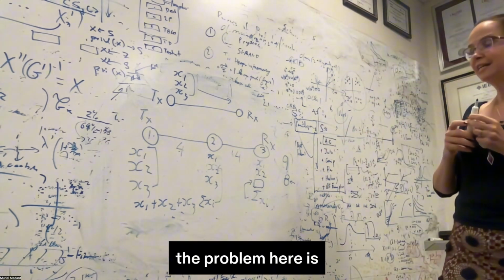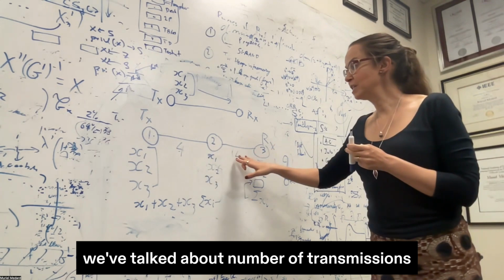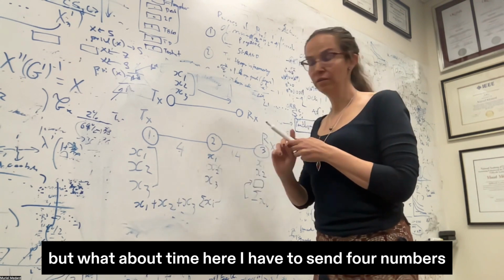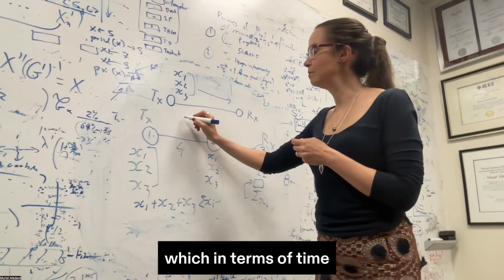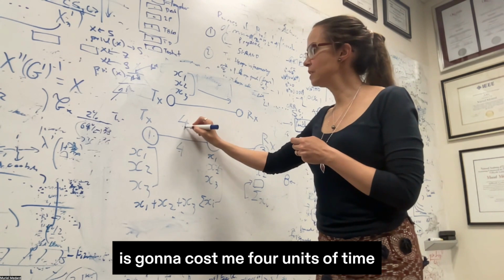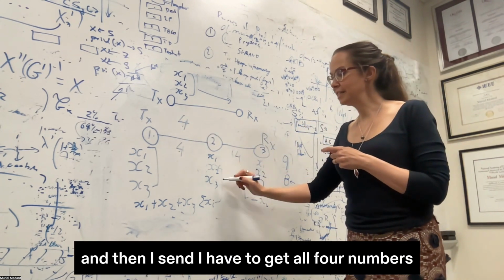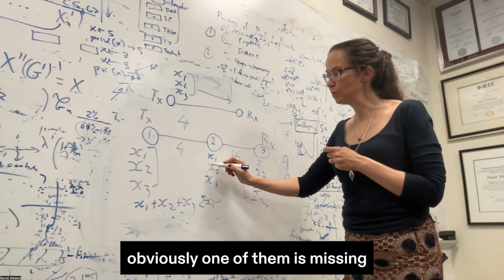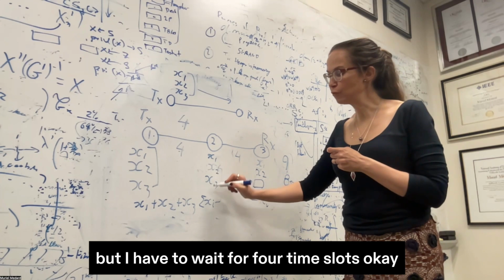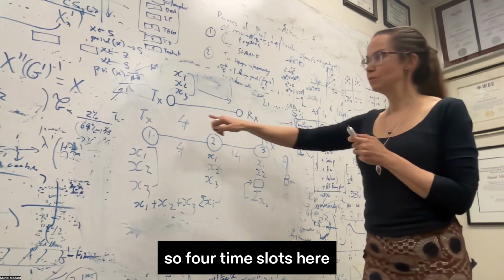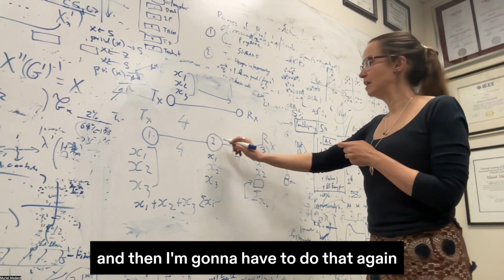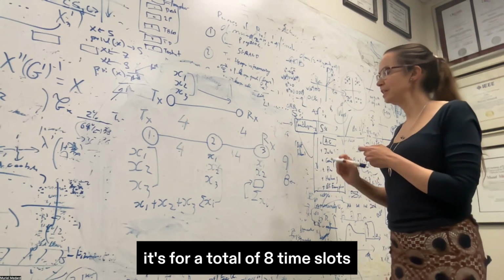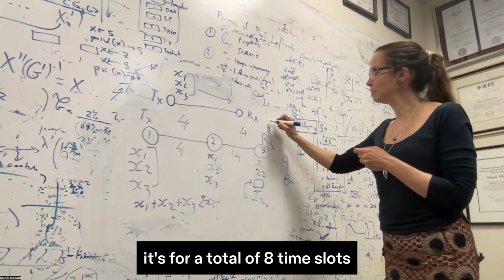The problem here is we've talked about number of transmissions, but what about time? Here I have to send 4 numbers, which in terms of time is going to cost me 4 units of time. And then I have to get all 4 numbers. Obviously one of them is missing, but I have to wait for 4 time slots, okay? So 4 time slots here, and then I'm going to have to do that again. So 4 time slots plus 4 time slots, it's for a total of 8 time slots.